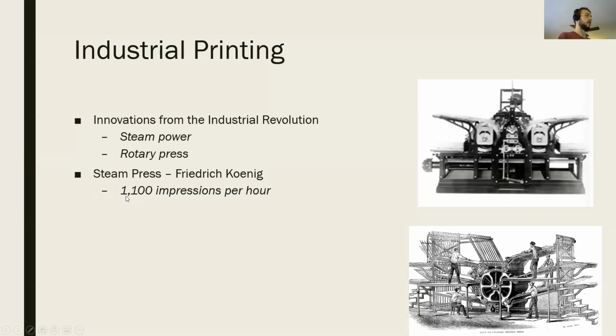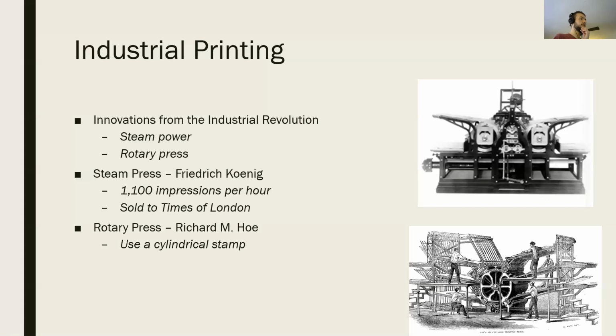Friedrich Koenig is one of the inventors of a steam press, and with the application of steam power, we see that there's a big increase in the amount of impressions per hour that was possible. And this became applied in the industry where rapid printing was needed the most, namely in the newspaper industry. And the rotary press, Richard M. Hoe, an American inventor, was one of the first developers of the rotary press. It uses the cylindrical stamp that I've talked about, and it rolls on this continuous stream of paper, greatly increasing the speed of the printing process.